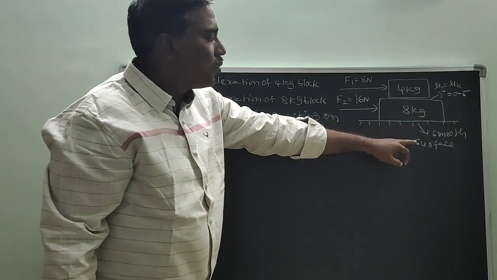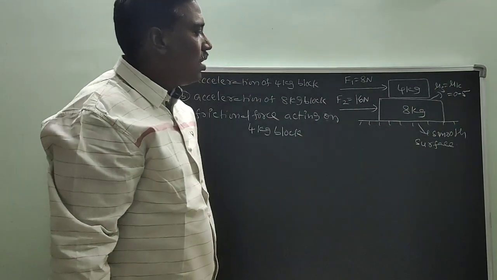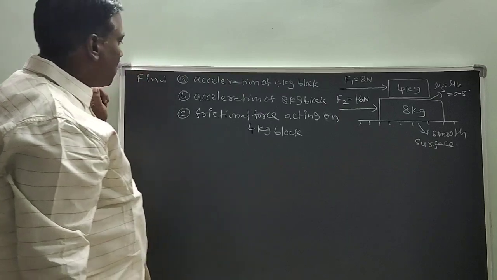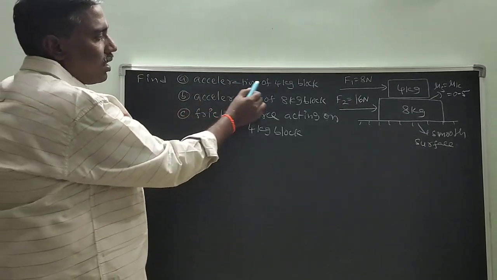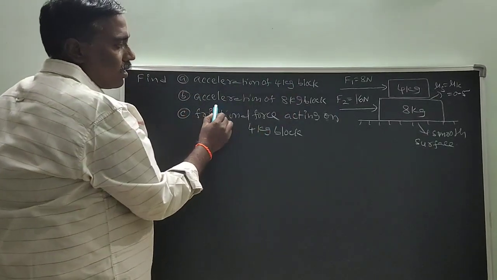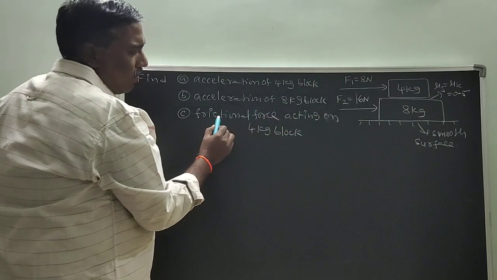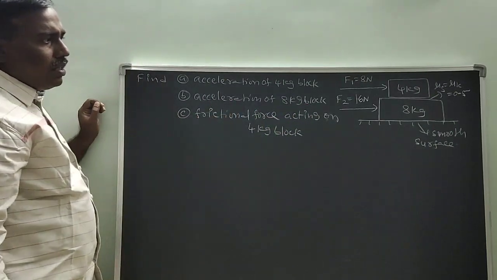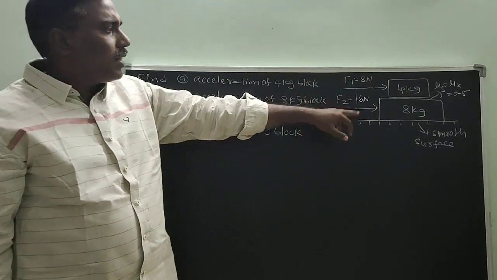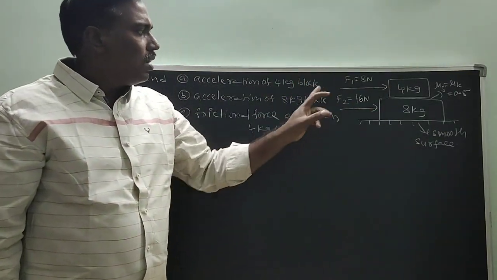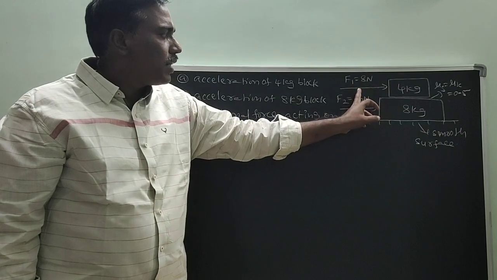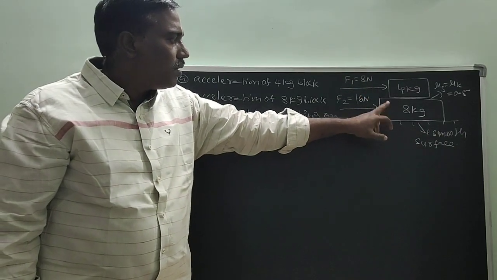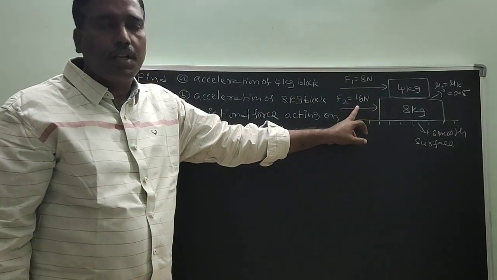The ground is a smooth surface. What are the questions? First, the acceleration of the 4 kg block, the acceleration of the 8 kg block, and the frictional force acting on the 4 kg block. Here, two forces are acting on two blocks. On the 4 kg block, the force acting is 8 Newton. On the 8 kg block, the force acting is 16 Newton.